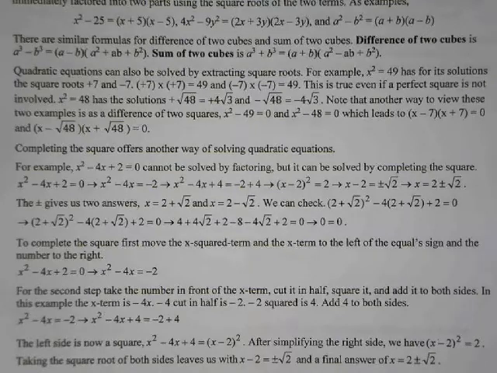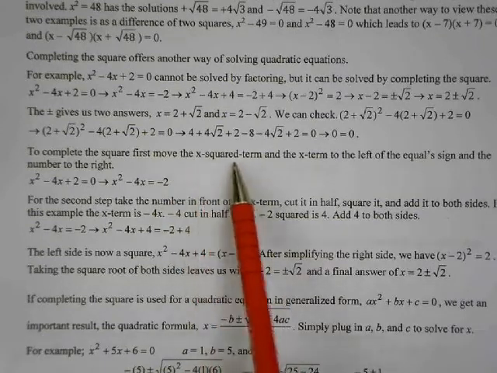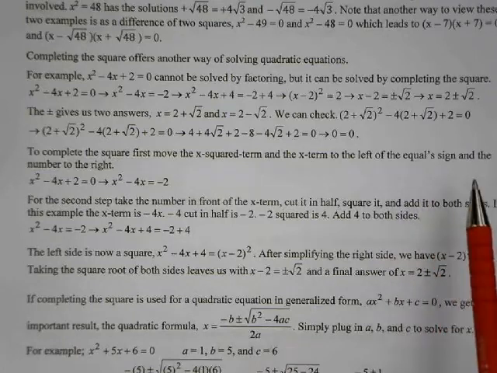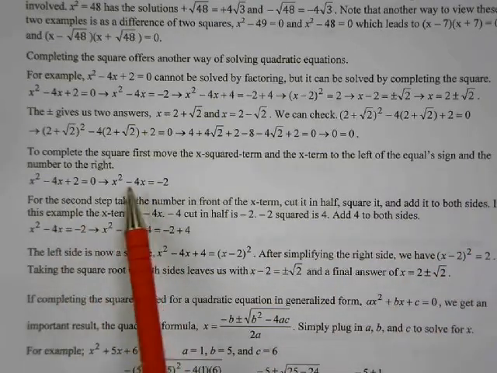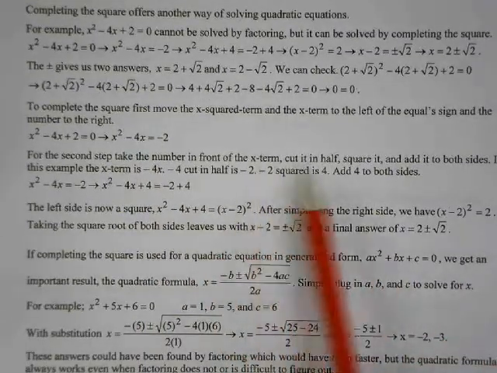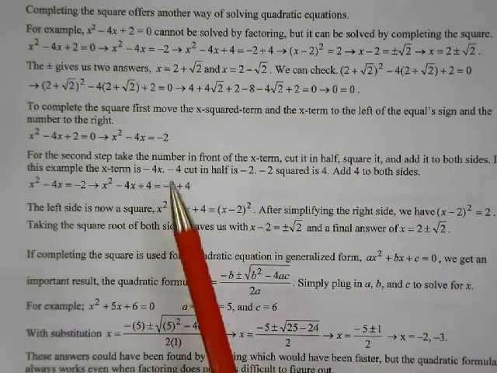Again, to complete the square, first move the x squared term and the x term to the left side, and anything that's not got an x to the right side. So these are on the left side, that's on the right side. For the second step, take the number in front of the x term, cut it in half, square it, add it to both sides. In this example, the x term was negative 4x.